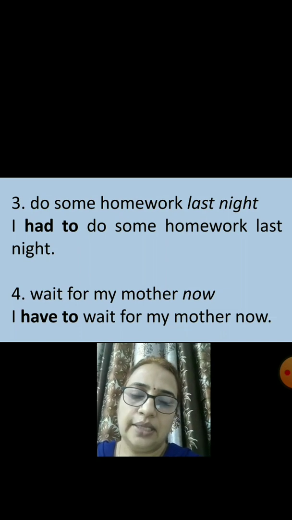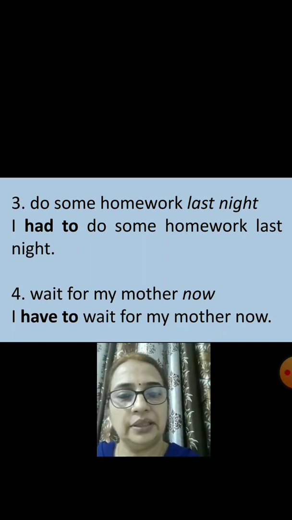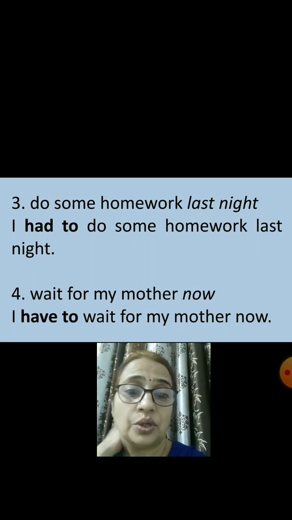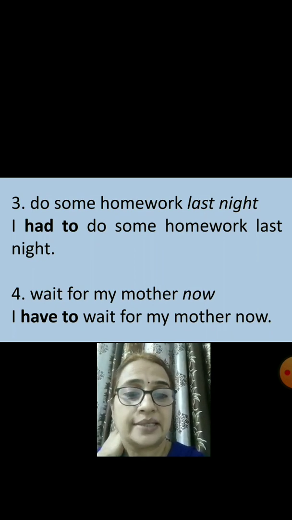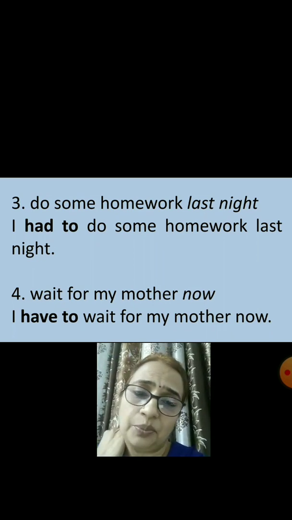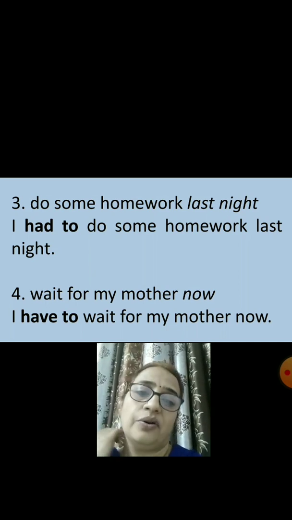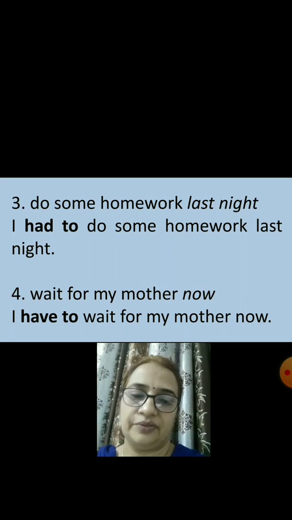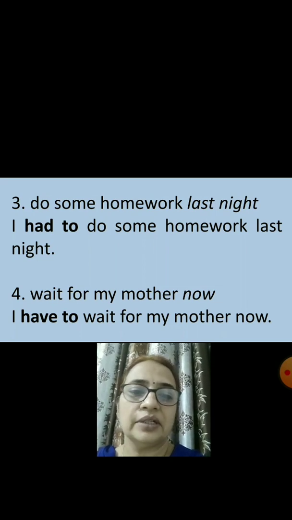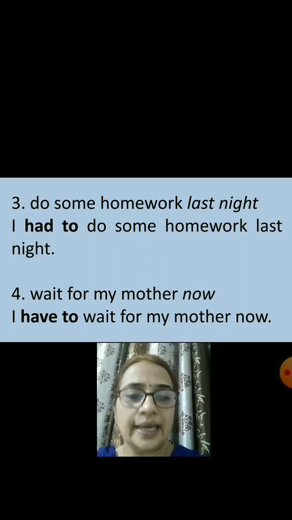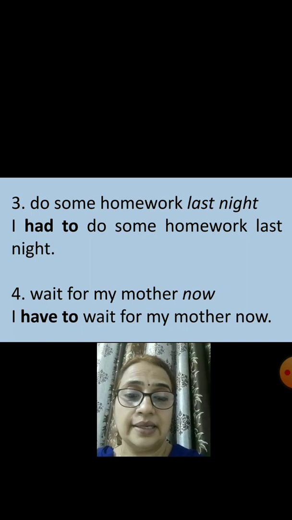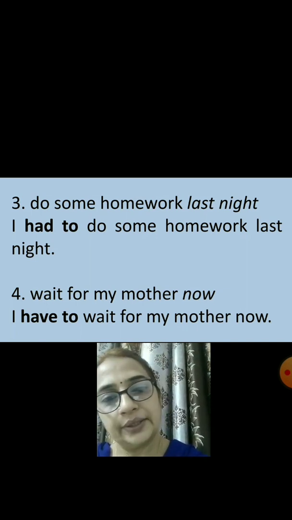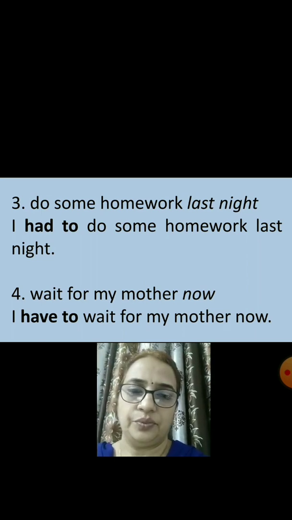Understood? It's very simple. You just remember the three things. We are using have to, had to, and shall have to. So present, past, and future. For present tense, have to. For past tense, had to. And for future tense, shall have to. So whichever word indicates the tense in that sentence, accordingly we will use have to, had to, or shall have to.